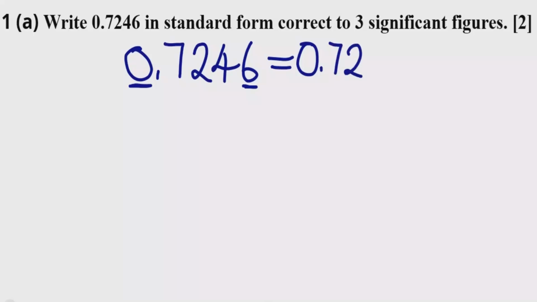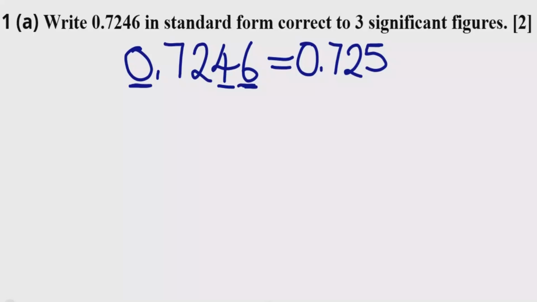0.72. Then we ask ourselves this question: is 6 greater than 5, or equal to 5, or less than 5? 6 is greater than 5. 6 is bigger than 5. Therefore, we're going to add 1 to 4. When we add 1 to 4, it will give us 5. So when we round off 0.7246 to a number which has 3 significant figures, we get 0.725. Now that is the number we get after rounding off to 3 significant figures.